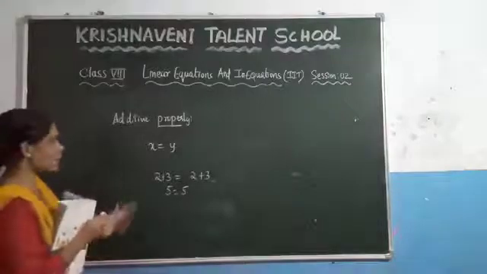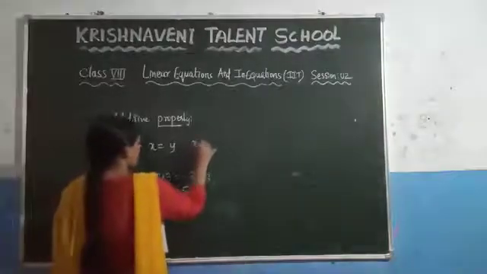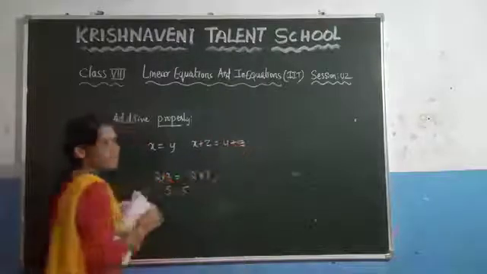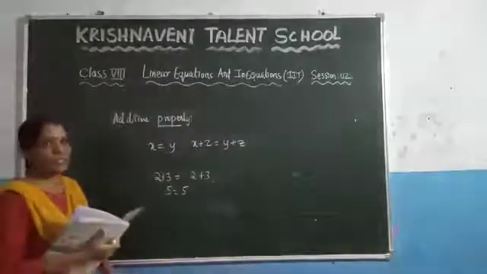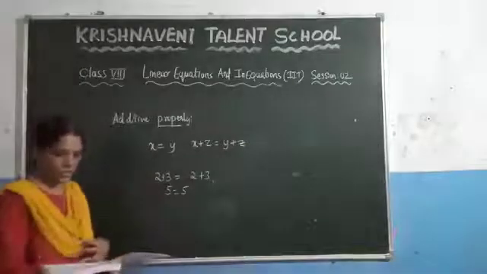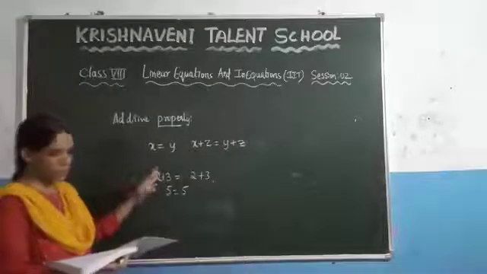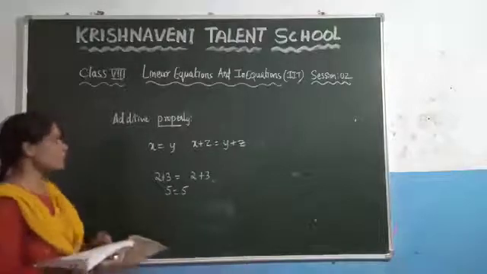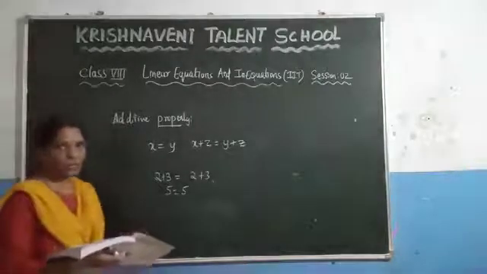What it states here: if x is equal to y, then x plus z is equal to y plus z. This property we call an additive property. In the case of statements, how we can state it: if equals are added to both of the sides of an equality, the equality remains the same. This property we call an additive property.